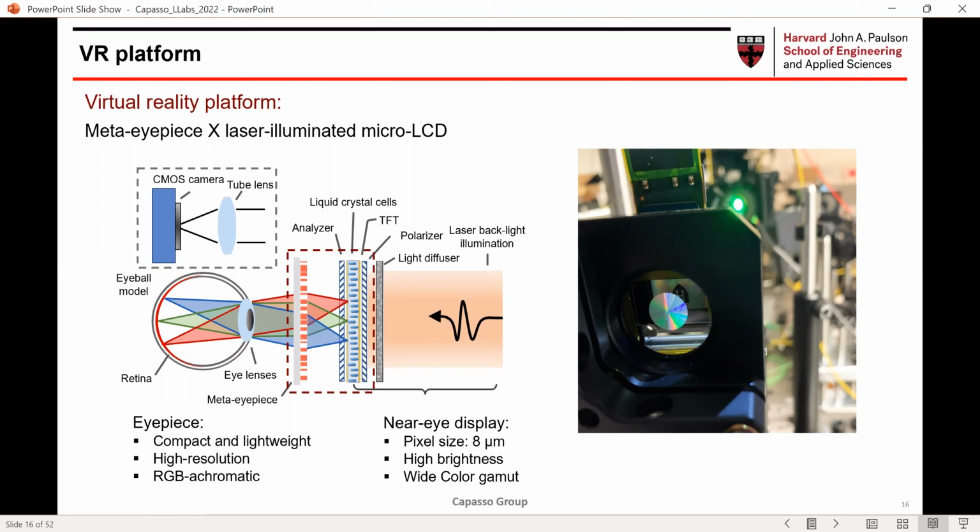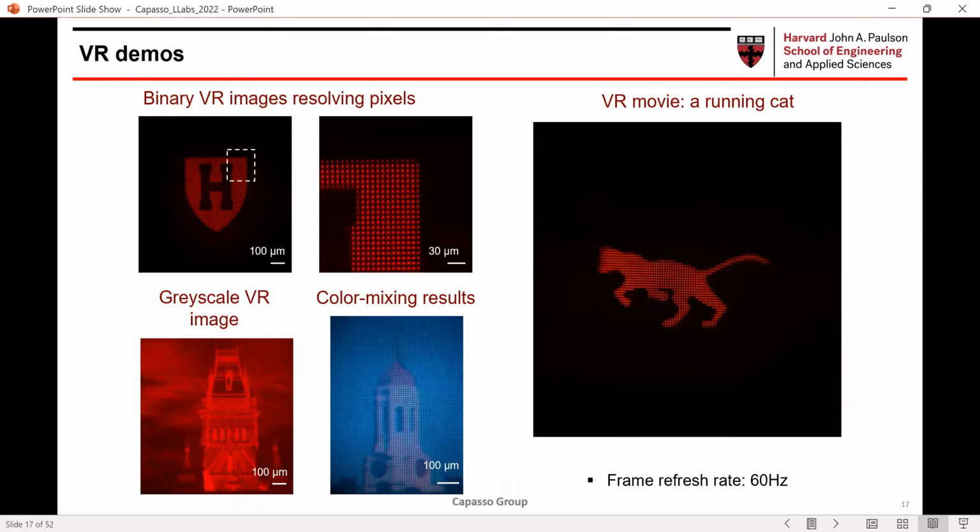So there's still a major problem to solve, but it's a promising research area. Here we implemented a simple virtual reality platform with a metasurface, a laser-illuminated micro LCD. You see here the whole setup, and what we have achieved on this near-eye display is high brightness and a wide color gamut, and I'm going to show you some results here.